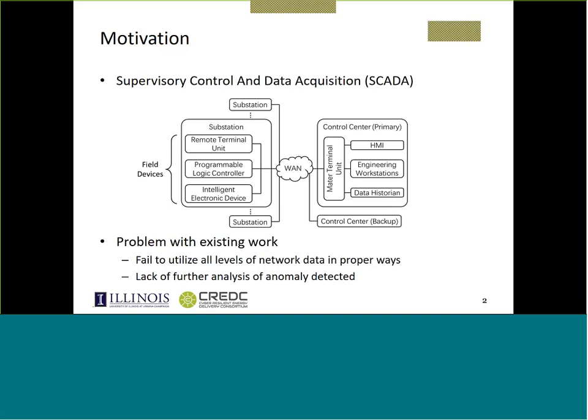So since SCADA is usually deployed at critical infrastructures such as power grids or oil refineries, it is therefore a common target for various attacks. There are many works concentrating on anomaly detection and security of SCADA systems. However, there are many problems with existing solutions. On the one hand, most of the existing solutions usually fail to utilize all levels of network data in proper ways. And on the other hand, most previous works do not provide further analysis of anomaly being detected.